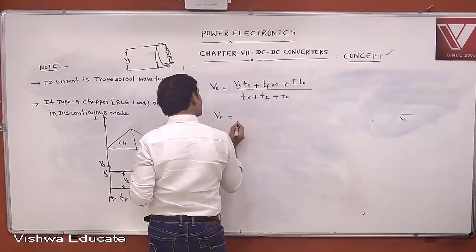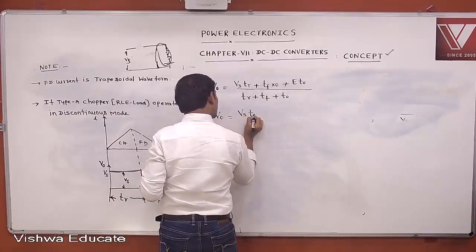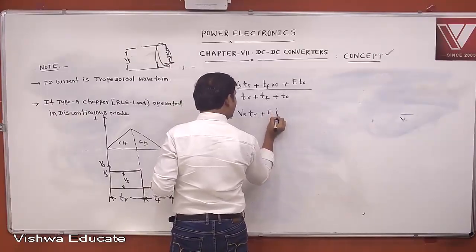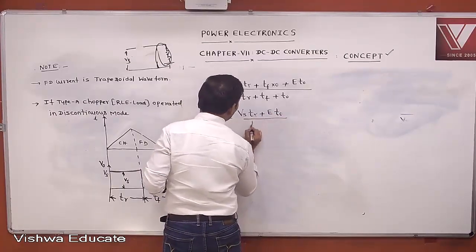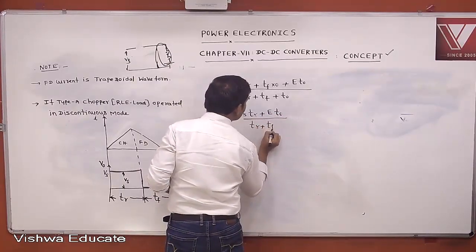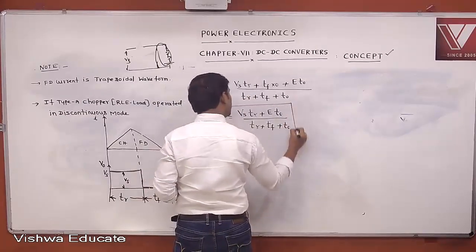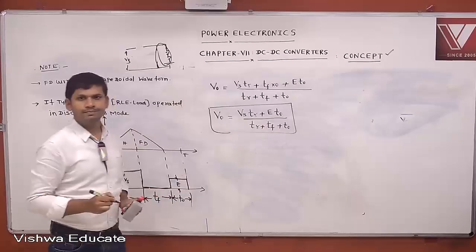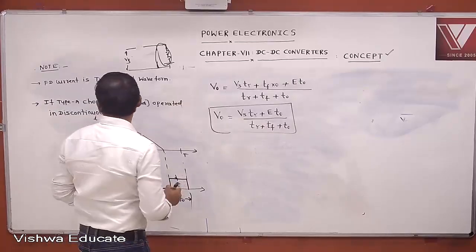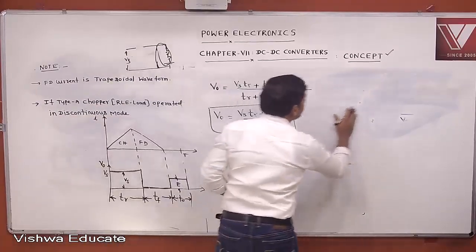Then what is the average output voltage? Vs into TR plus E into T0 by TR plus TF plus T0. Like this we can write the formula in discontinuous mode if it is an RL load. Okay, one more observation I want to write.